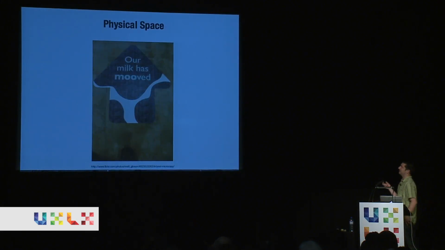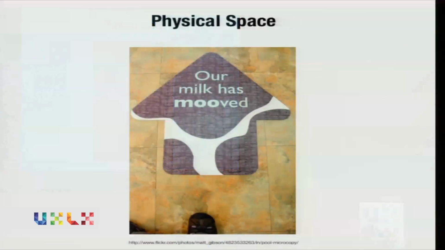Here's an example, I think, of microcopy in a physical space. This was, I believe, at an airport, and where this store used to be, they put this sign on the ground that says, "Our milk is moved." So they actually had moved the store, so they put a sign on the ground pointing to where the new store was. So it's really helpful for people who had been to the store before and didn't know that it moved.